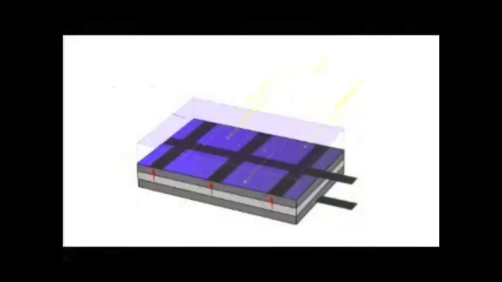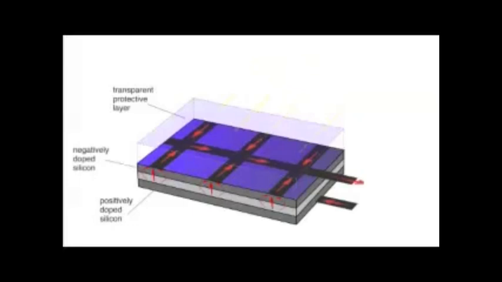PV cells have at least 2 layers of semiconductors, one that's positively charged and one that's negatively charged. When the light shines on the semiconductor, the electric field across the junction between these 2 layers causes electricity to flow. The greater the intensity of light, the greater the flow of electricity. The light that hits the panels is converted into clean electricity. There are no moving parts, so this is a silent operation.